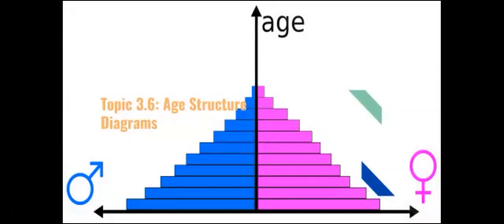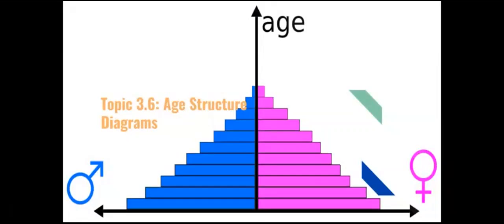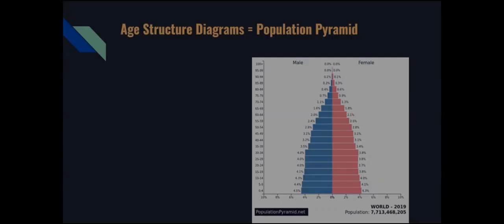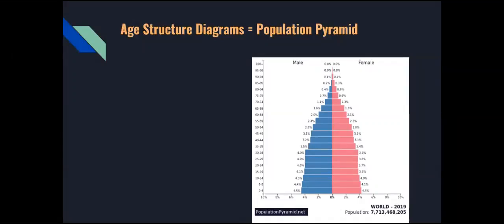In today's lesson, we're going to be going over topic 3.6, age structure diagrams. So for this lesson, our objective is going to be to explain what age structure diagrams are and also what the patterns and trends in those diagrams show. Now, this diagram that you see here is probably one that you haven't seen before. We call them age structure diagrams. They can also be called population pyramids. And what they do is they show the distribution of ages in a certain population.